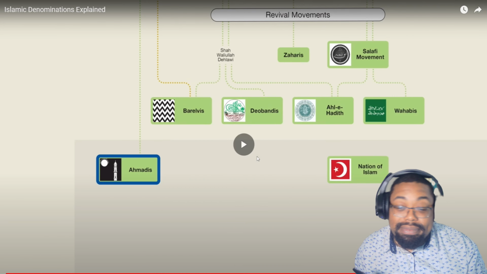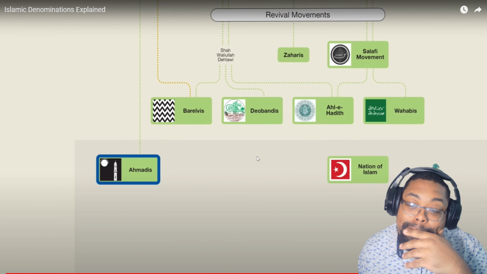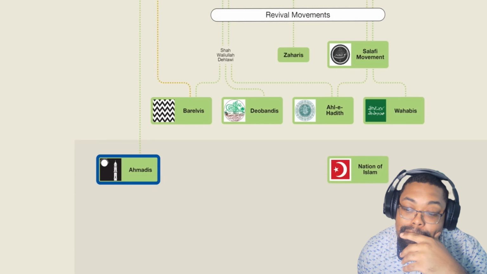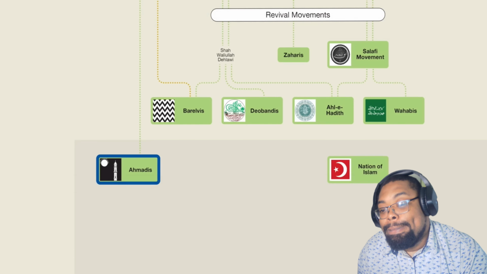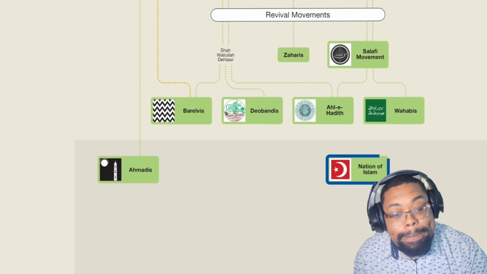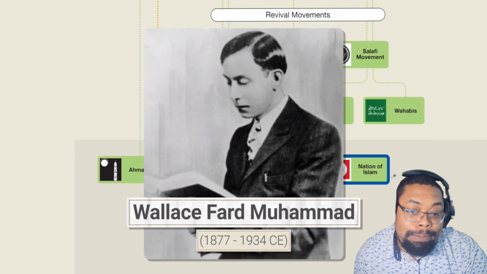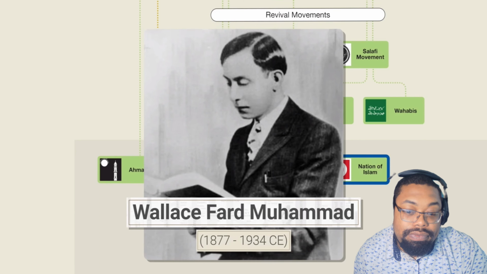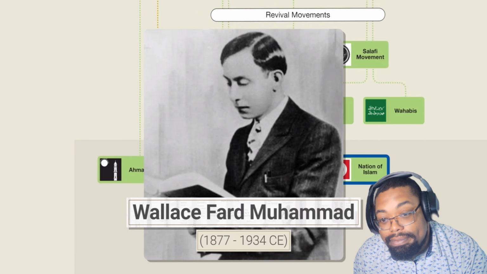No prophets. Hence, other than the Ahmadis, no one considers them Muslims. This goes so far that I'm sure there will be people in the comments telling us that we shouldn't even mention them in a video about Muslims at all because they're not Muslim. Then we have the Nation of Islam, founded by Wallace Fard Muhammad. The Nation of Islam is popular in the US, specifically among black Americans.